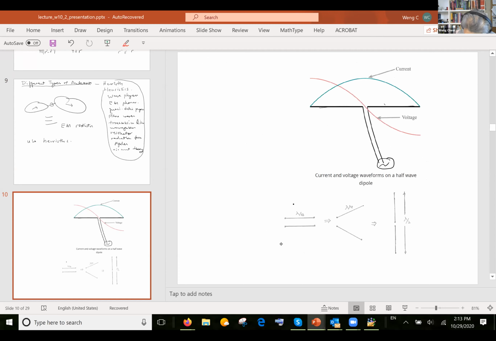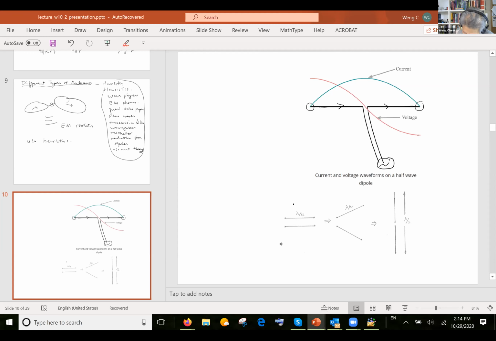The current would flow like this. And the current on the antenna would flow. And if you were to plot the current distribution, it's going to look something like this, because the current has to be zero at the two ends. Because the currents are zero at the two ends, the voltage has to be at the peak.